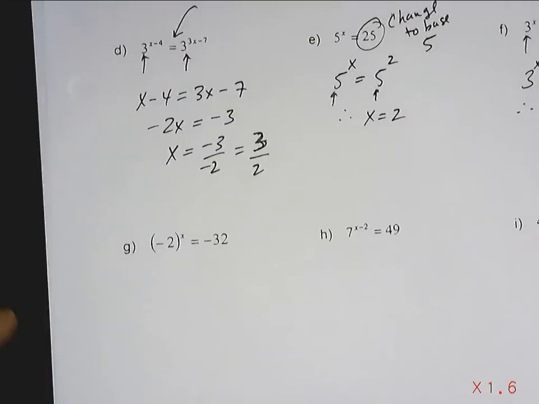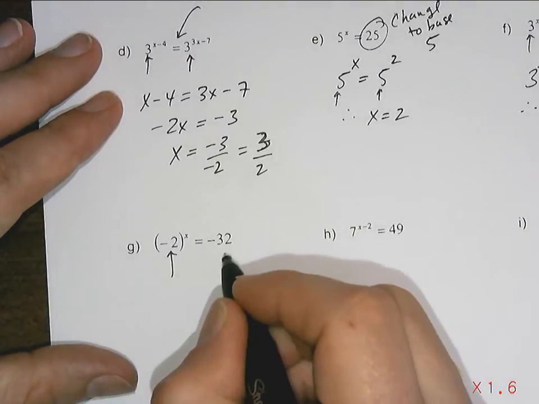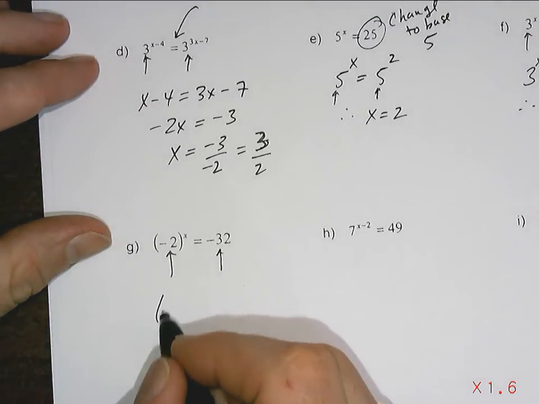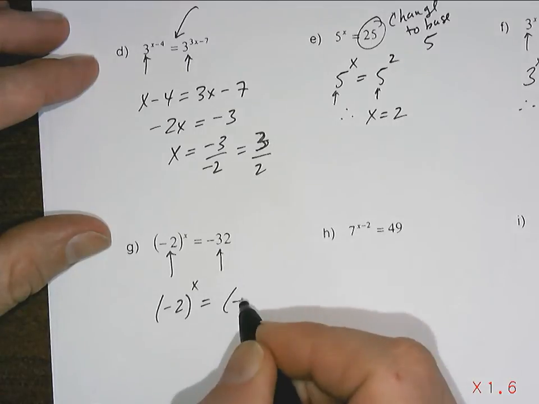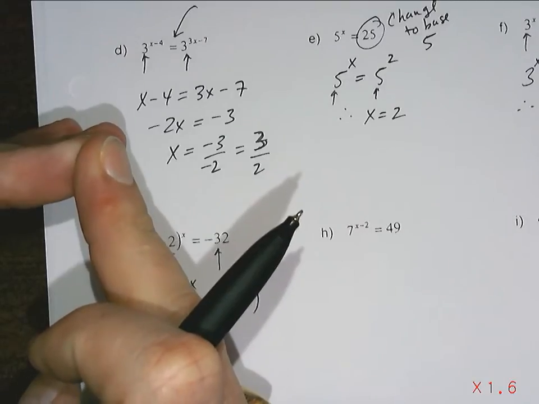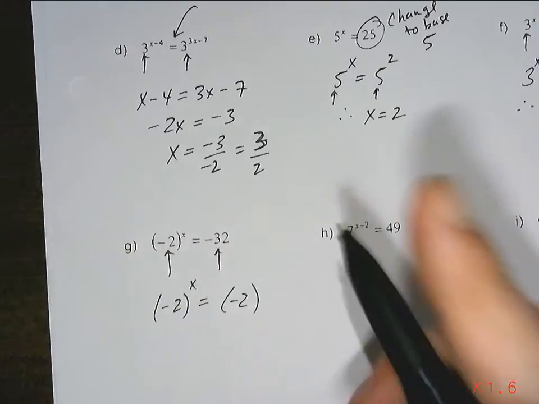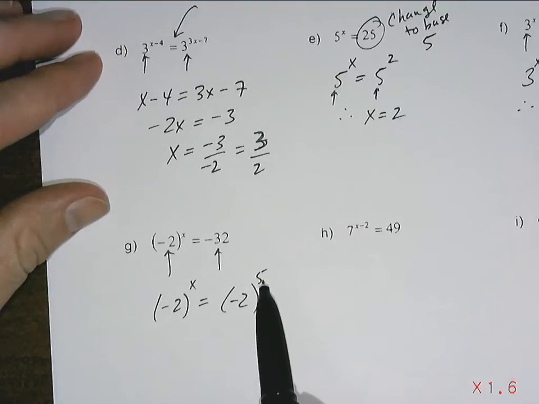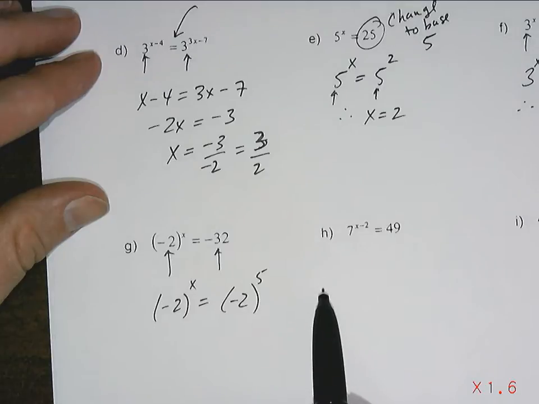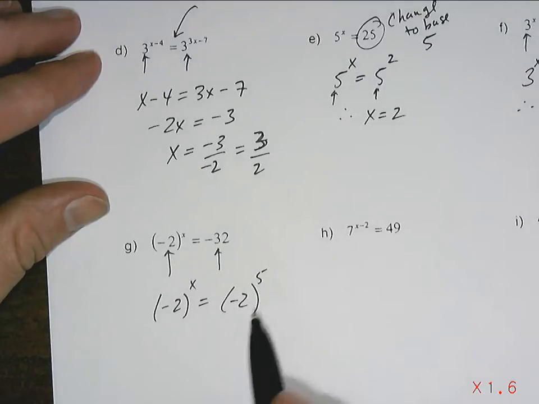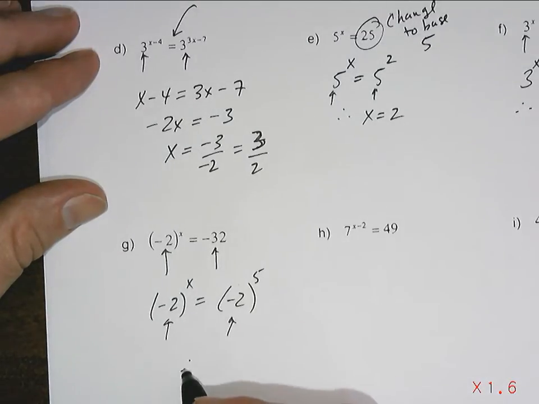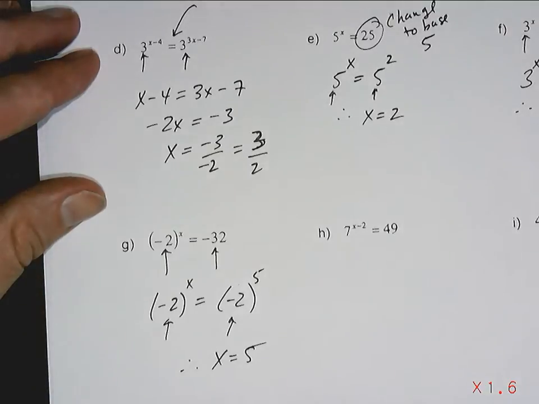Let's take a look at the ones down here. My base is negative 2, so I want to change 32 to a base of negative 2. So it's going to be negative 2 to the x equals negative 2 to the... Now I got to think about this. 2 times 2 is 4, times 2 is 8, times 2 is 16, times 2 is 32. So it's to the 5. And notice it's to the 5, so it's going to be negative times negative, times negative, times negative, times negative. 5 negatives is going to give me a negative end result. So the bases are the same. Therefore, x equals 5 in this case.